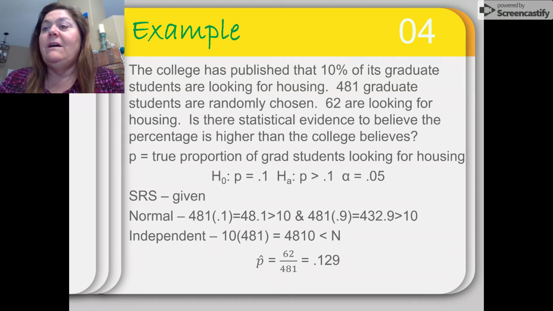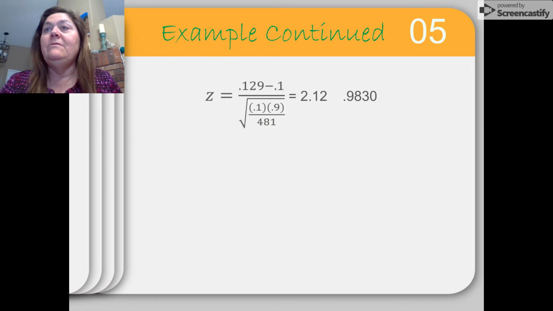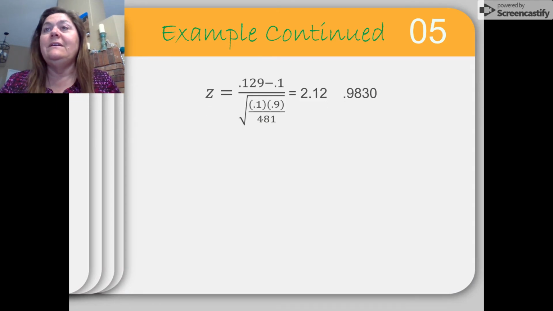Okay. Now we also need to find our p-hat, as I just mentioned earlier. So 62 out of 481 is 0.129 for p-hat. Okay, so continuing with this, we go to our z statistic. There's your p-hat minus p-null, and then your standard error in the denominator, which you do need to calculate so you can sketch it. I got 2.12.